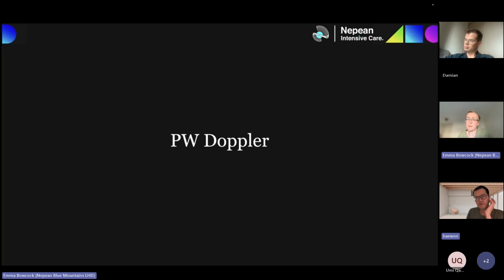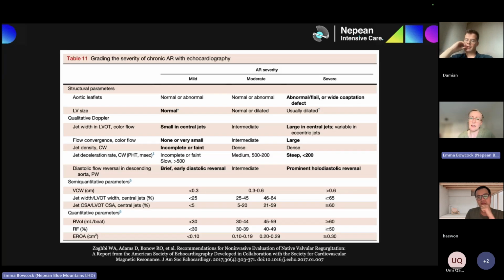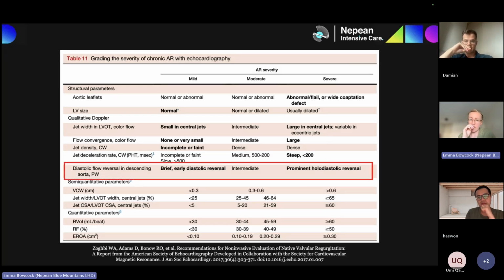Is it 0.2? Yeah, very nice. Yeah. 0.2 meters per second or 20 centimeters per second. Yeah, along the side, which we'll come to. It can be normal to see a brief early diastolic reversal just because of the elasticity of the aorta and stuff. But if you see this prominent holodiastolic reversal, that's in keeping with severe, especially in the descending aorta and especially in the abdominal aorta, I should say, more than the descending. And then in between, right, is moderate. So these moderate to severe ones are always quite tricky.